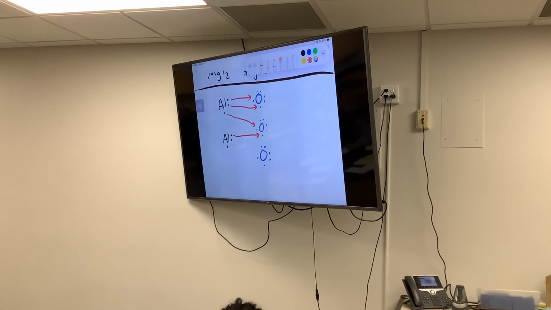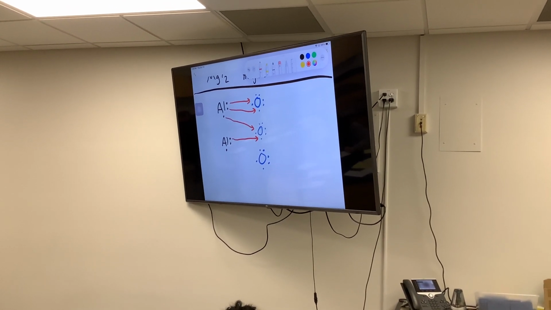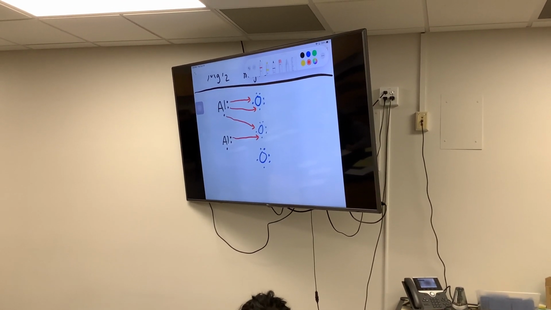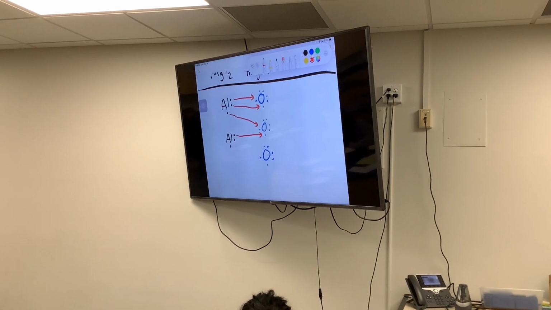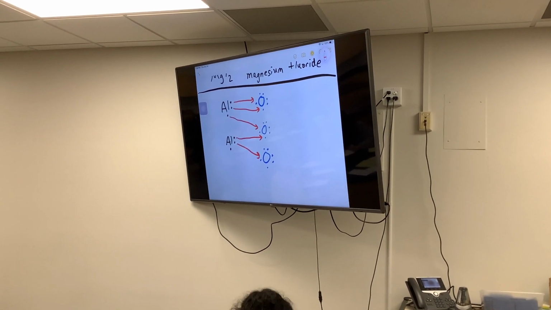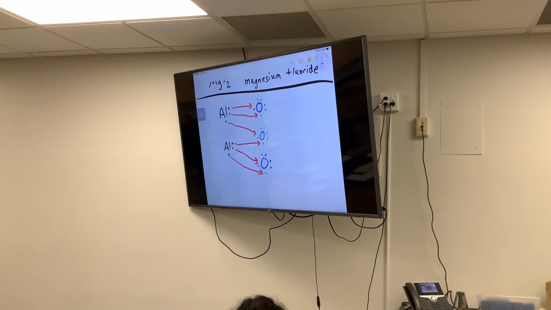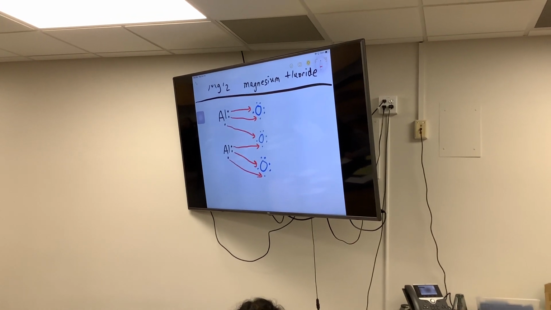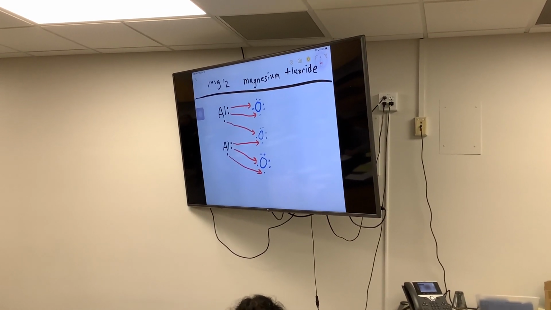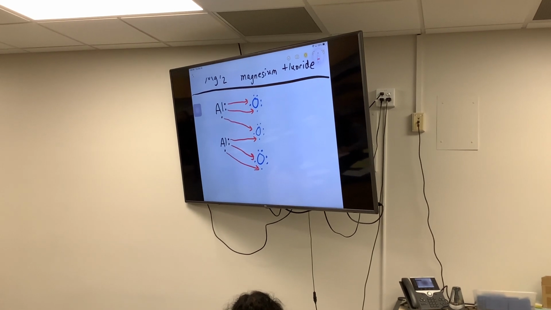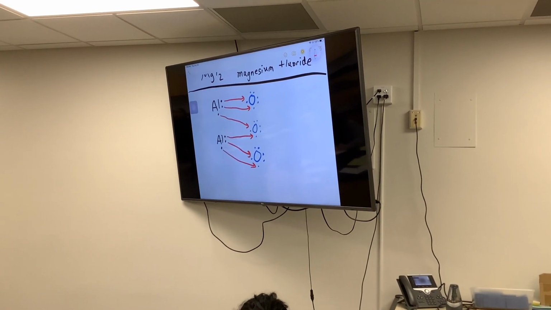Alright, so oxygen to get to 8 valence electrons needs how many more? 2, and it's going to take those 2 from aluminum, so 1, 2. And now aluminum has gotten rid of its valence electrons. It goes to 8, it's happy. Oxygens have all taken 2, they are happy.